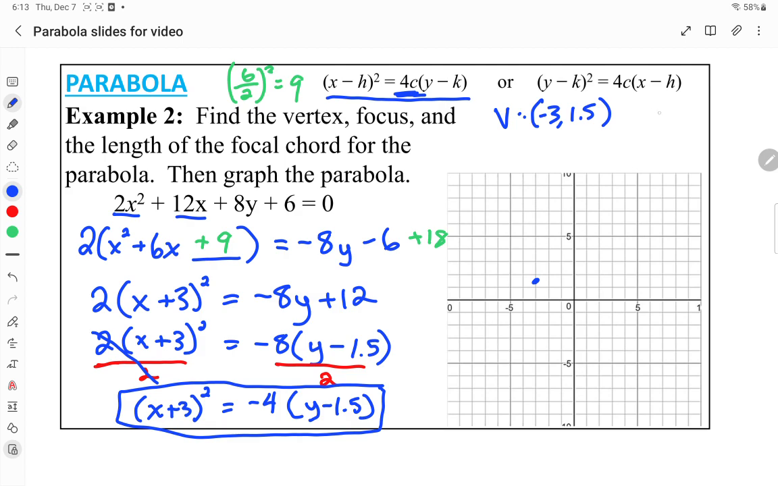My c value, since 4c equals -4 in this case, c is -1, which means it's going to open down, which means my focus is 1 below the vertex. Put a little F next to that, my green focus. And my directrix is 1 above the vertex. So it's pretty tight, this one here. And we're going to draw that directrix in.